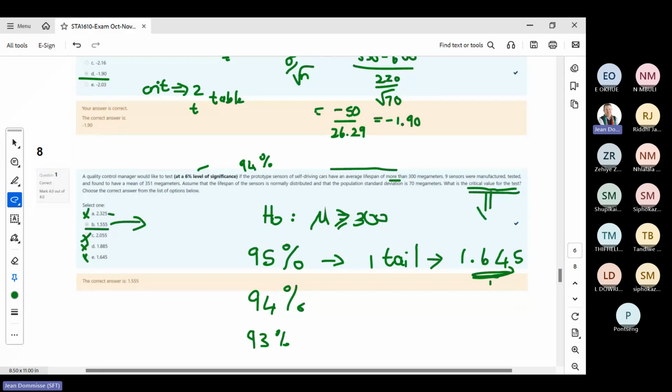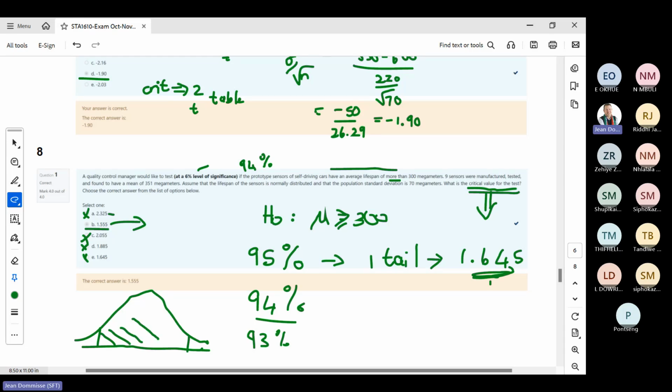That's not what they wanted you to know. What you need to know is you have a critical value on a one tail at 95%. It's 1.645. That's standard. So if we test at 94%, it will be less than 1.645. So they will only give you one answer that is less than 1.645. If you want to go and check this on the Z table, you can, but that's not what they're expecting of you. But you can go and check.